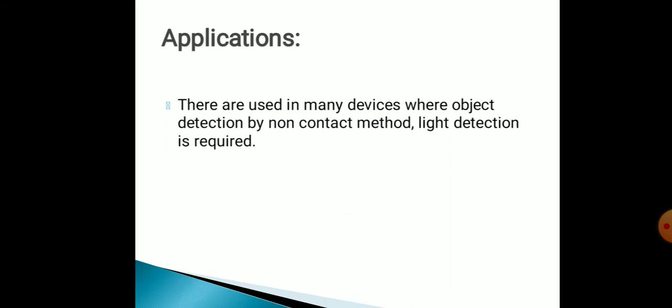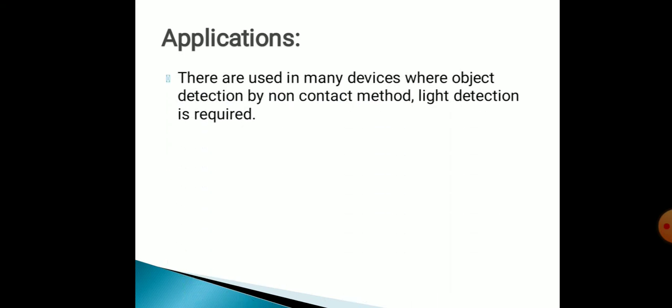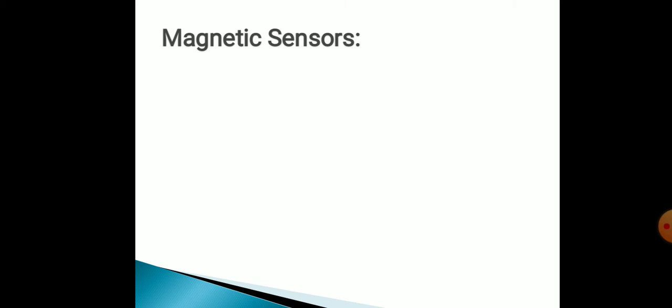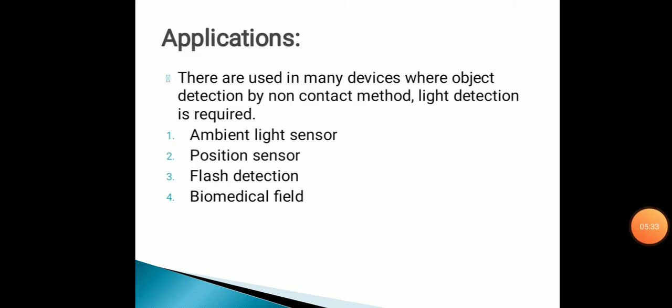Applications. They are used in many devices where object detection by a non-contact method or light detection is required. Ambient light sensor, position sensor, flash detection, biomedical field. The ambient light sensor is used in mobile phones and in illumination control devices, that is, lamps are turned on automatically if darkness is detected by the optical sensor.